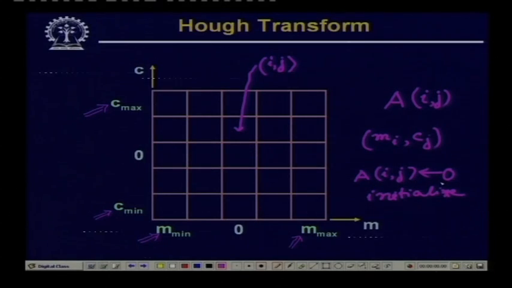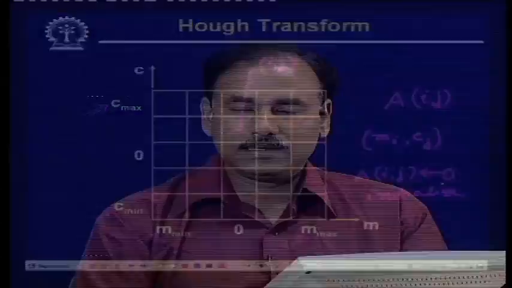Okay. So, once we have this array of accumulator cells, then what do we do? In the spatial domain, we have a set of boundary points, and in the parameter space, we have a two-dimensional array of accumulator cells. So, what we have to do is take a boundary point, say x_k, y_k, a single boundary point in the spatial domain.